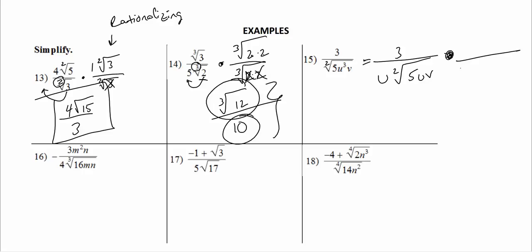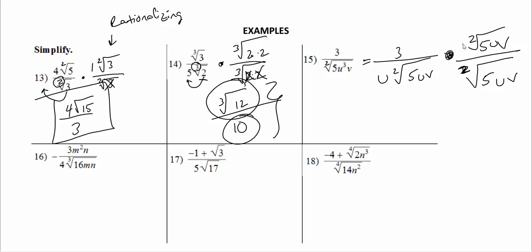I need the square root of what? I have a 5, so I need 1 more. I have a u, I need 1 more, and I have a v, need 1 more. So the square root of 5uv for the top and the bottom. Now let's multiply insides with insides, outside with outside.